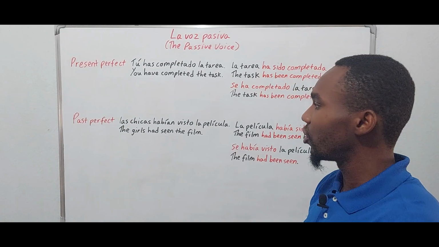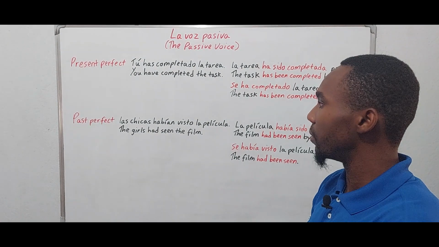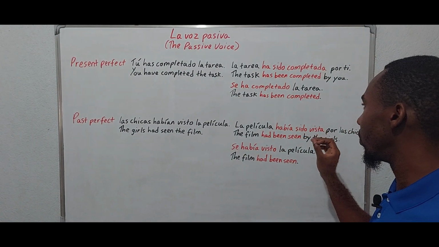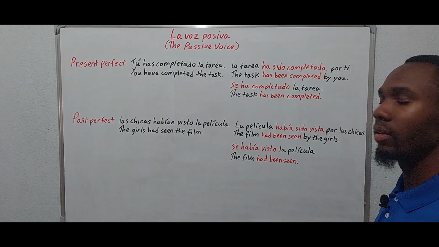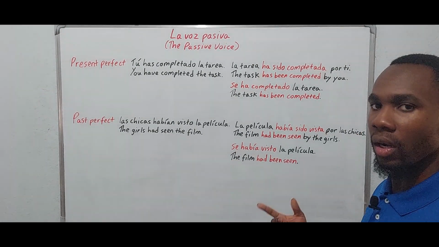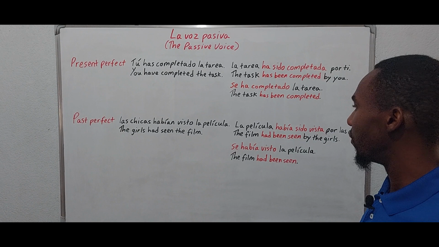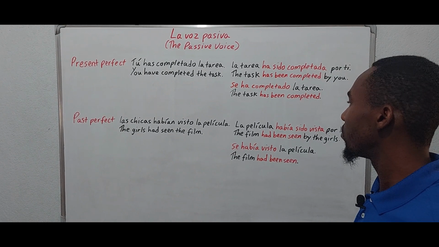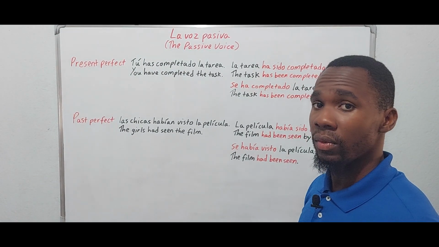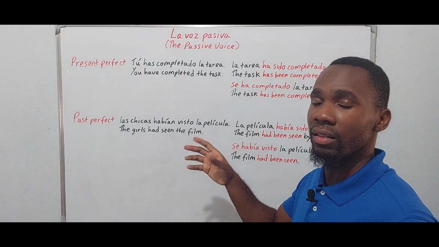Past perfect. Las chicas habían visto la película. The girls had seen the film. Okay? So, la película había sido vista por las chicas. The film had been seen by the girls. Similarly, se había visto la película. The film had been seen. So these are the two remaining tenses that we're going to look at today.